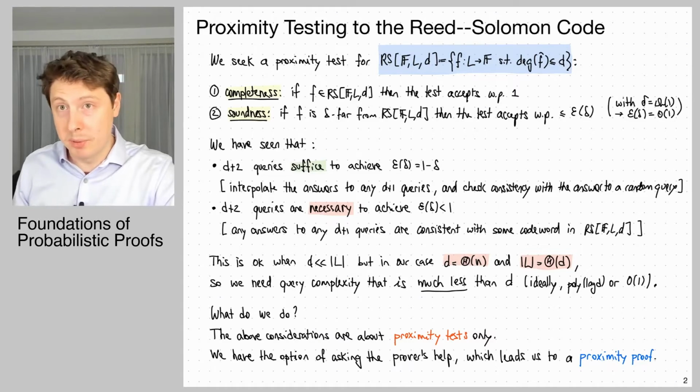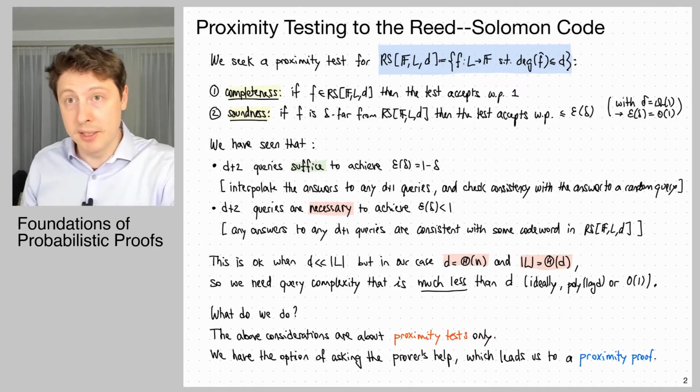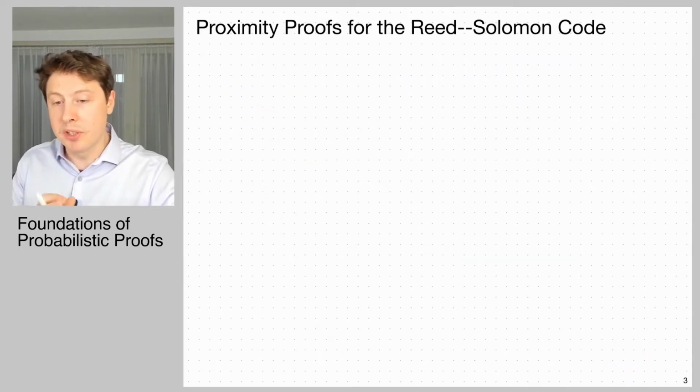This will be the third proximity object, I guess, we'll see in this class. We've seen linearity testing, we've seen multivariate low-degree testing. This is going to be proximity proofs for univariate low-degree functions. Okay? All right, I don't see any questions, so let's proceed. So we want proximity proofs.